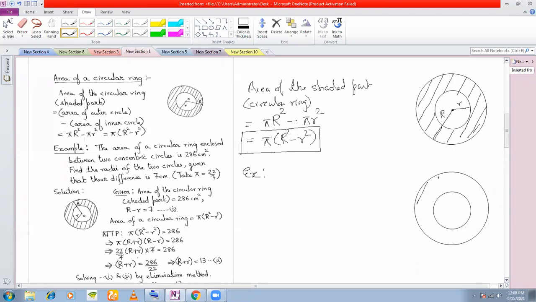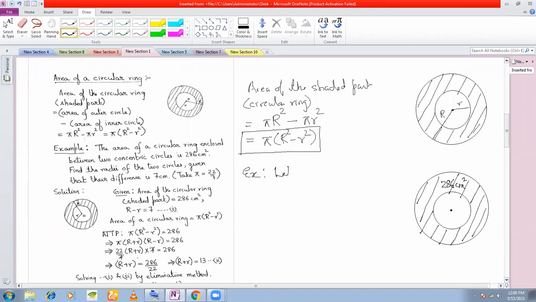So the area of this part is given to you. How much is it given? 286 centimeter square. This area is given. Find the radii of the two circles given that the difference is 7 centimeter. You need to find the radius of the smaller circle and the radius of the outer circle.